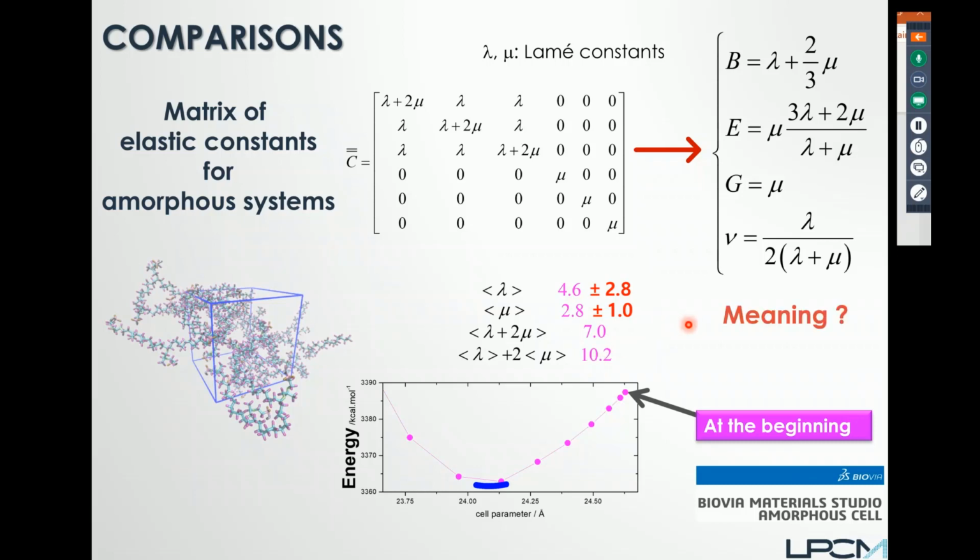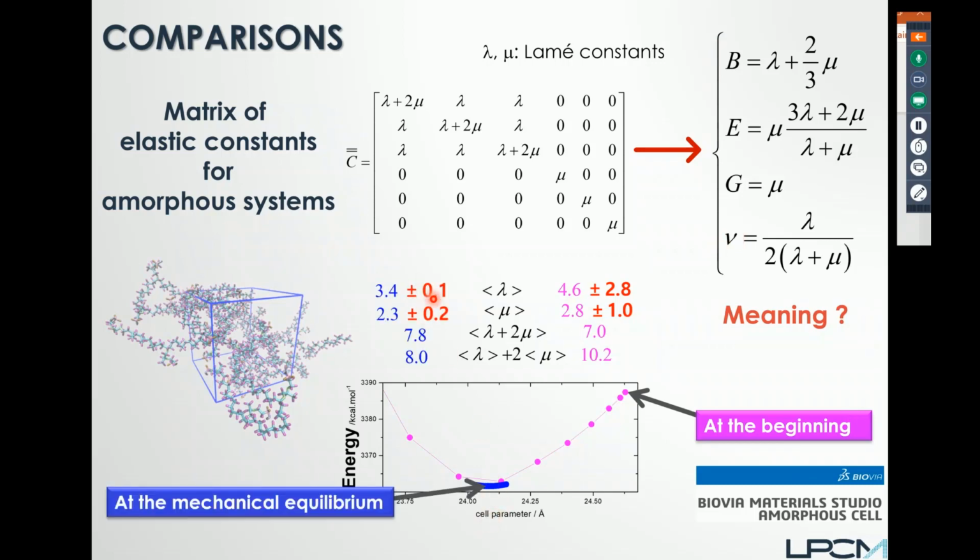So what is the meaning of calculating mechanical properties? What about the mechanical equilibrium? Look at the discrepancies, very low. And so the averages are quite the same.